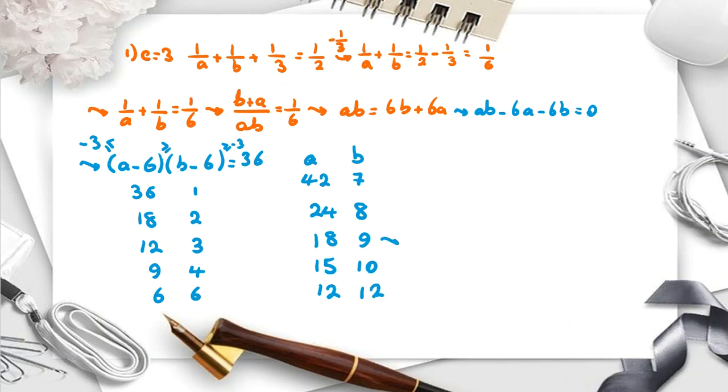So, for example, let's check this one: 1 over 3 plus 1 over 18 plus 1 over 9. If you use common denominator 18, it will be 6 plus 1 plus 2, which is 9 over 18, which is 1 over 2. We see it works. So a, b are these, and we know c for all cases is 3. So if c is 3, we found 5 answers, and you can consider all rotations, all permutations of these a, b, c.